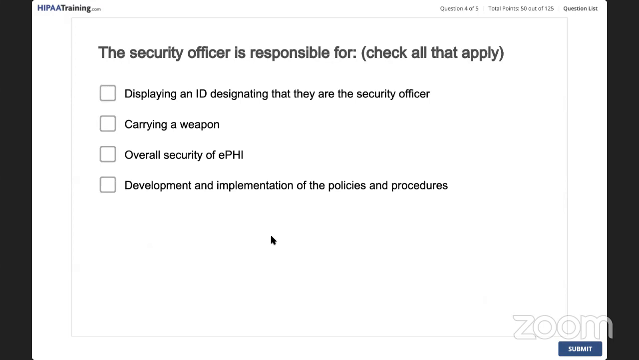All right, the security officer is responsible for overall security of PHI, development and implementation of the policies and procedures.